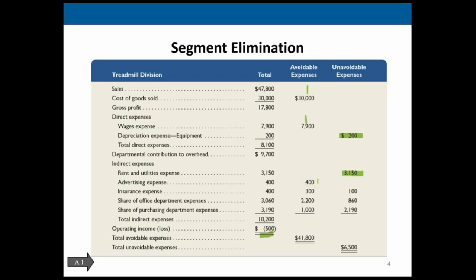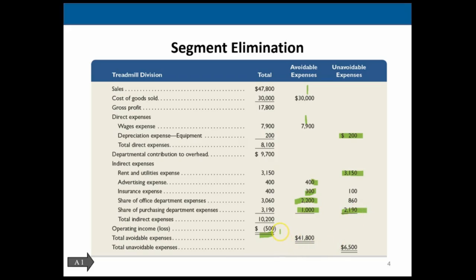Advertising, we're saying it can be avoidable. Insurance, we're saying 300 of it would be avoidable for this division, but 100 of it is an amount that we allocated to the division, and therefore we'd still have to pay it even if we got rid of the division. Share of office department expenses, again, 2,200 we're saying would be avoidable, but 8,060 were allocated to this division, and if we remove the division, we'd still have to pay it. We would just have to adjust the allocations between the remaining divisions. And then the share of office department expenses, again, 1,000 avoidable, but 2,190 we're saying is still going to be incurred. We're just going to have to reallocate it to the remaining divisions.